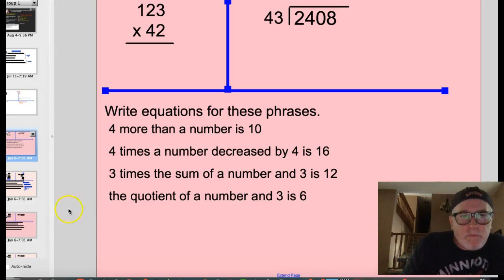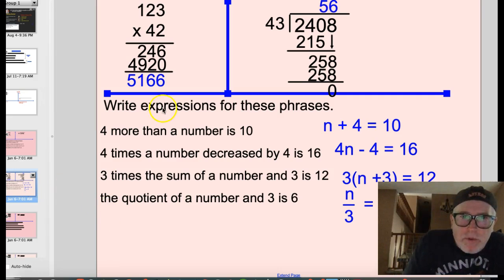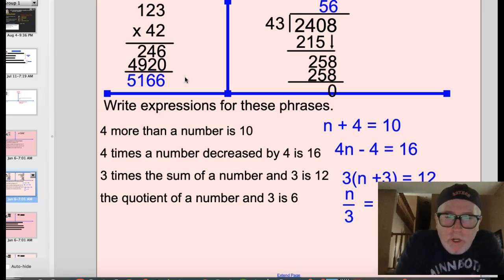All right, here's how I did. You multiply 123 by 42. Did you remember to put the 0 down when you got to the 40s column? Because that's really 40 times 3. So if you did that, you'd end up with 5,166.